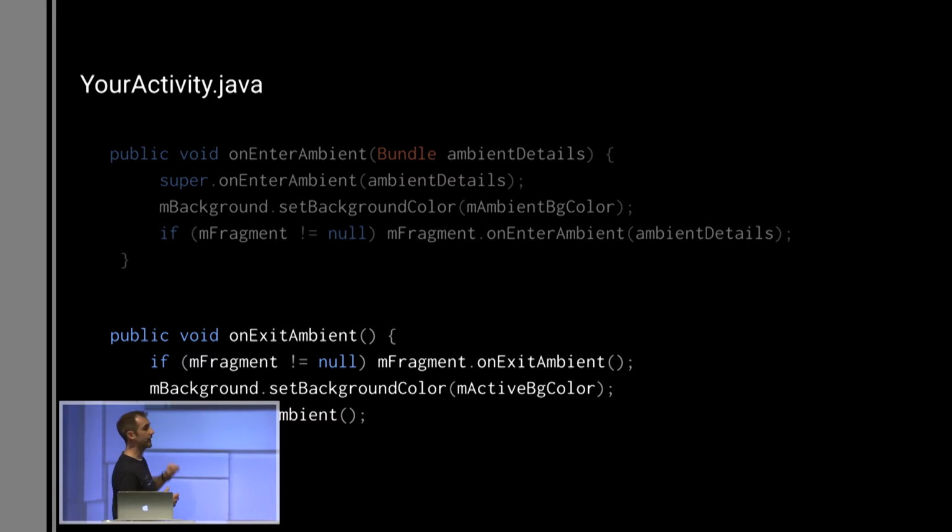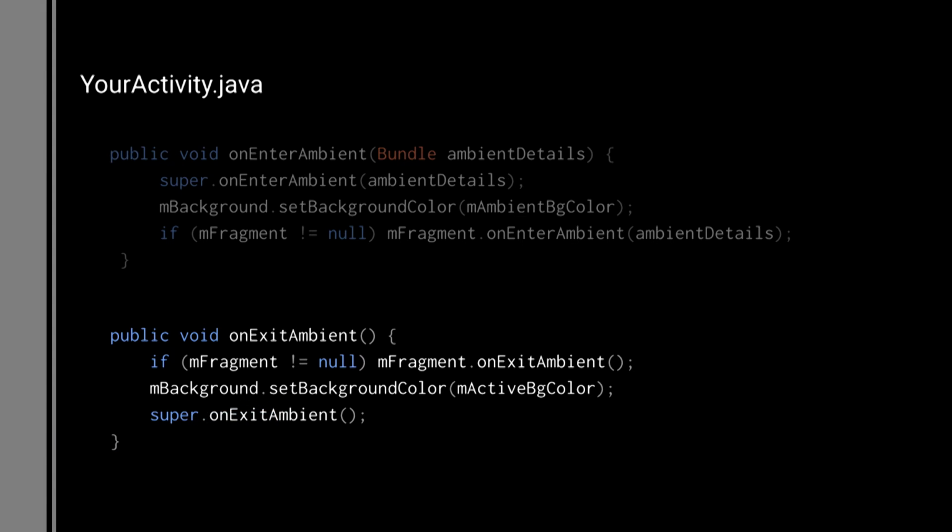Next step, onExitAmbient. This method is called when the screen is becoming active again. So we're entering interactive mode. We want to enable full color, full interactivity, things like that. You can see that we're setting the background color back to the active color there. Basically the same code, but done in reverse.